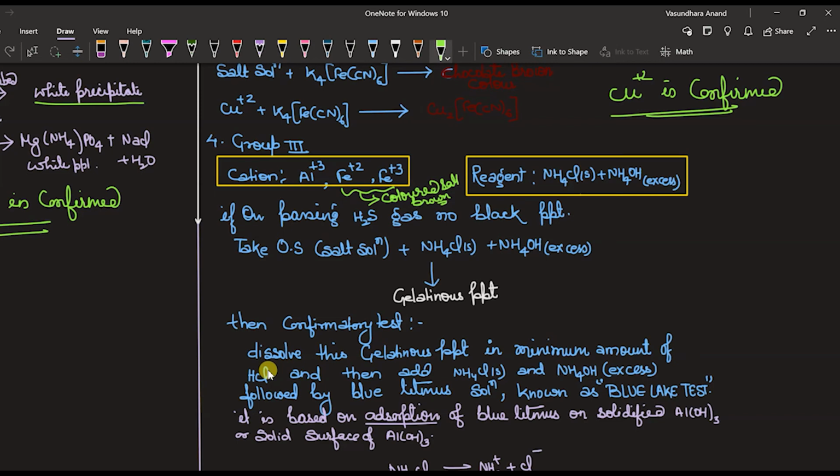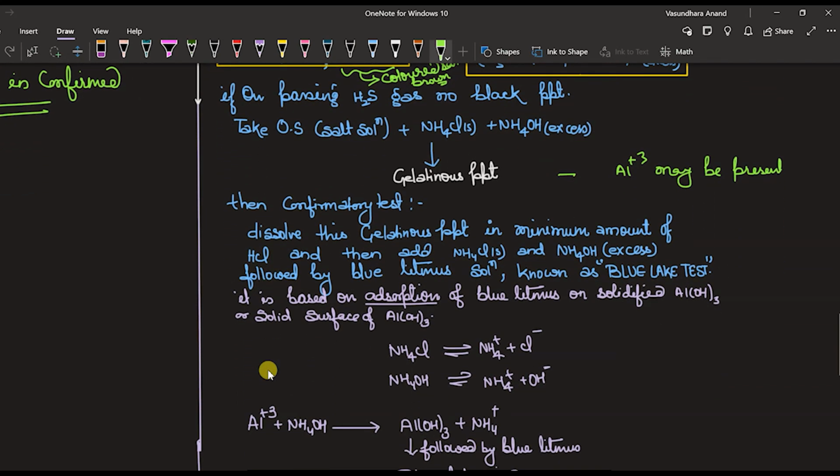Once you get the gelatinous PPT, you can say that Al3+ may be present. If it may be present, then obviously we have to confirm it. For the confirmatory test, we dissolve this gelatinous PPT in a minimum amount of HCl. This is very important: a very small amount of HCl. Then add solid NH4Cl, and then add ammonium hydroxide again in excess, followed by blue litmus solution.